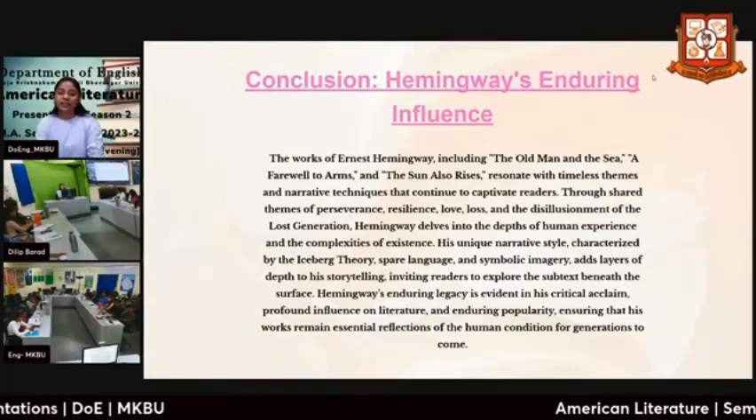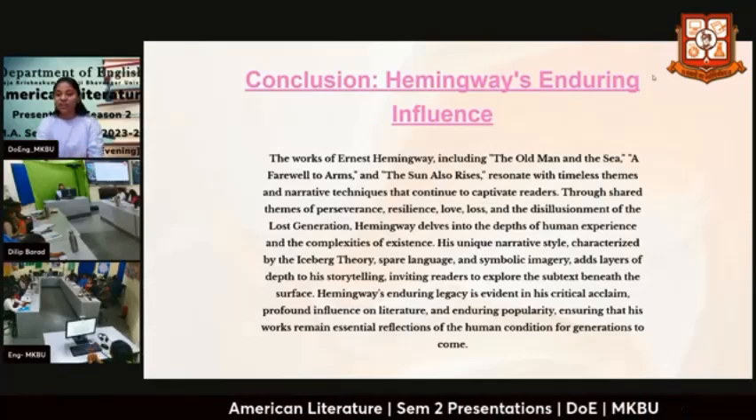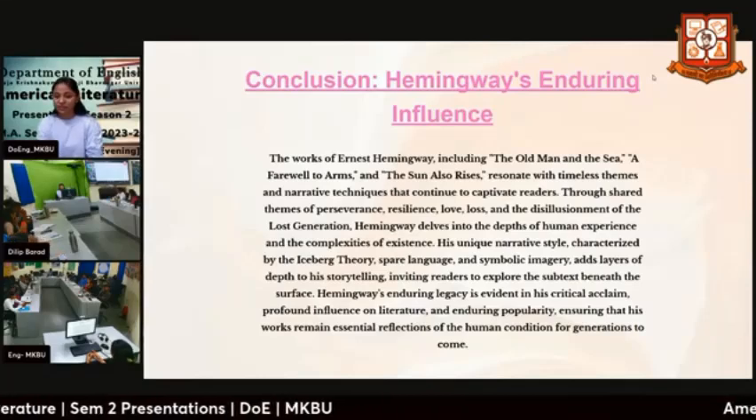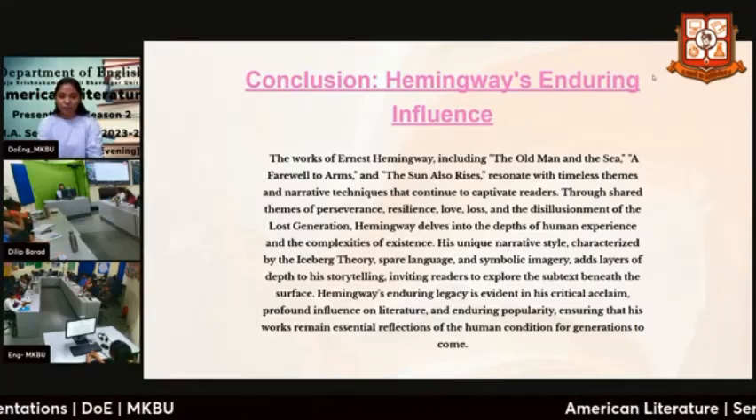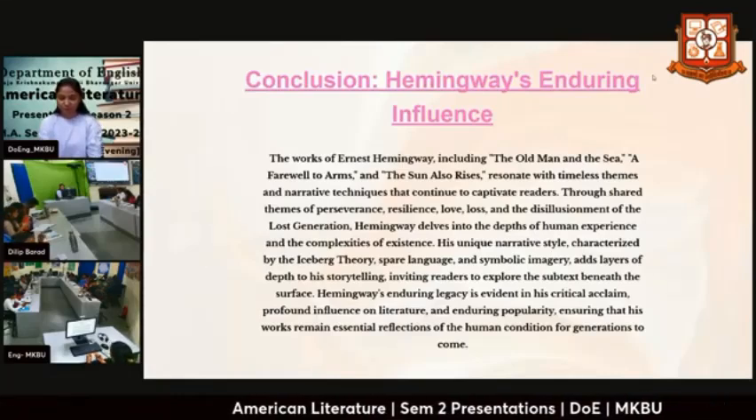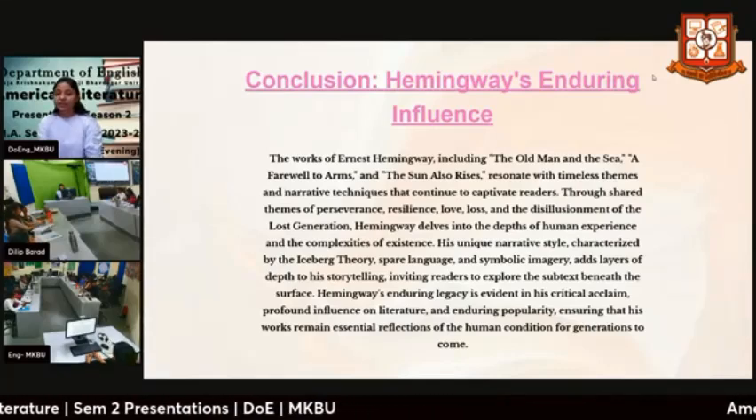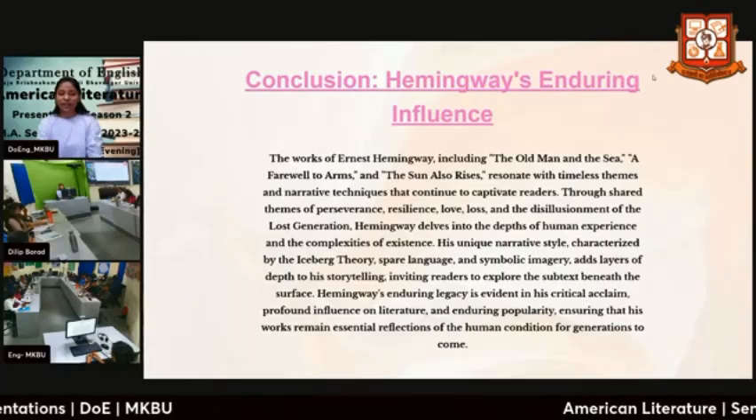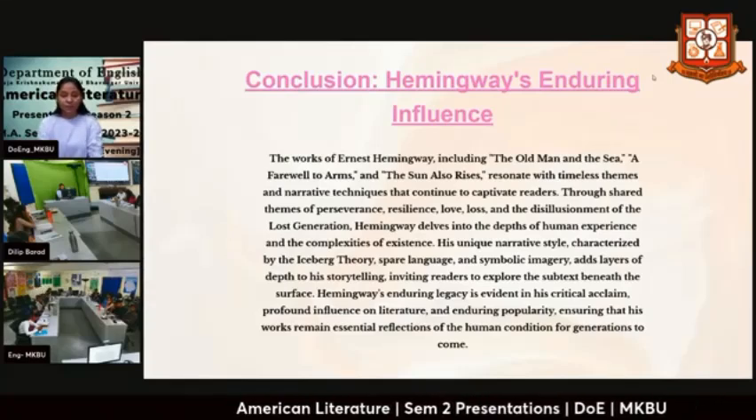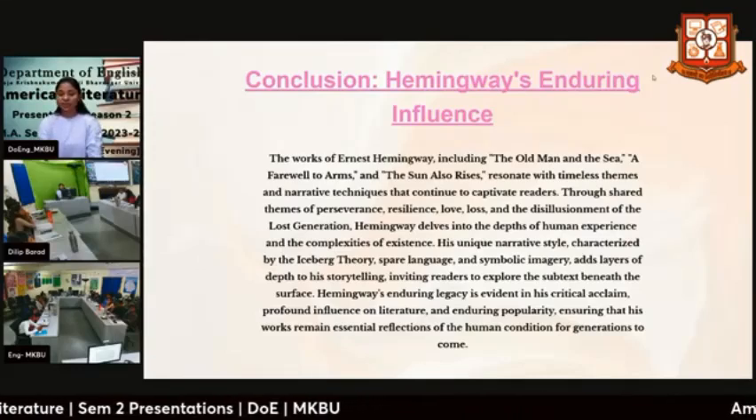Okay, so we can conclude that the works of Ernest Hemingway, these three works, resonate with timeless themes and narrative techniques that continue to captivate readers through shared themes of perseverance, resilience, love, loss, and the disillusionment of the lost generation. Hemingway delves into the depth of human experience and the complexities of existence. His unique narrative style, characterized by the iceberg theory, sharp language, and symbolic imagery, adds a layer of depth to his storytelling, inviting readers to explore the subtext beneath the surface.